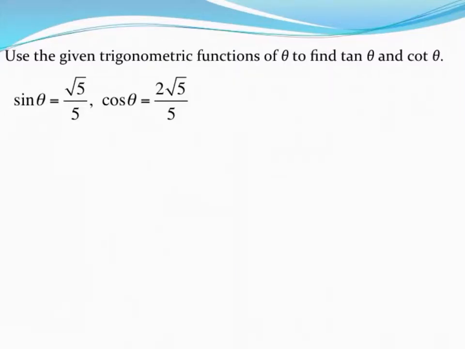In this example, we're given two trigonometric functions. We're given sine of theta and cosine of theta, and we're asked to find the tangent and cotangent of theta. So at first glance, it seems like a difficult question, but let's go ahead and actually draw a triangle to help figure out what's going on in this problem. And once we see this as a picture, I don't think it's going to be too bad at all.